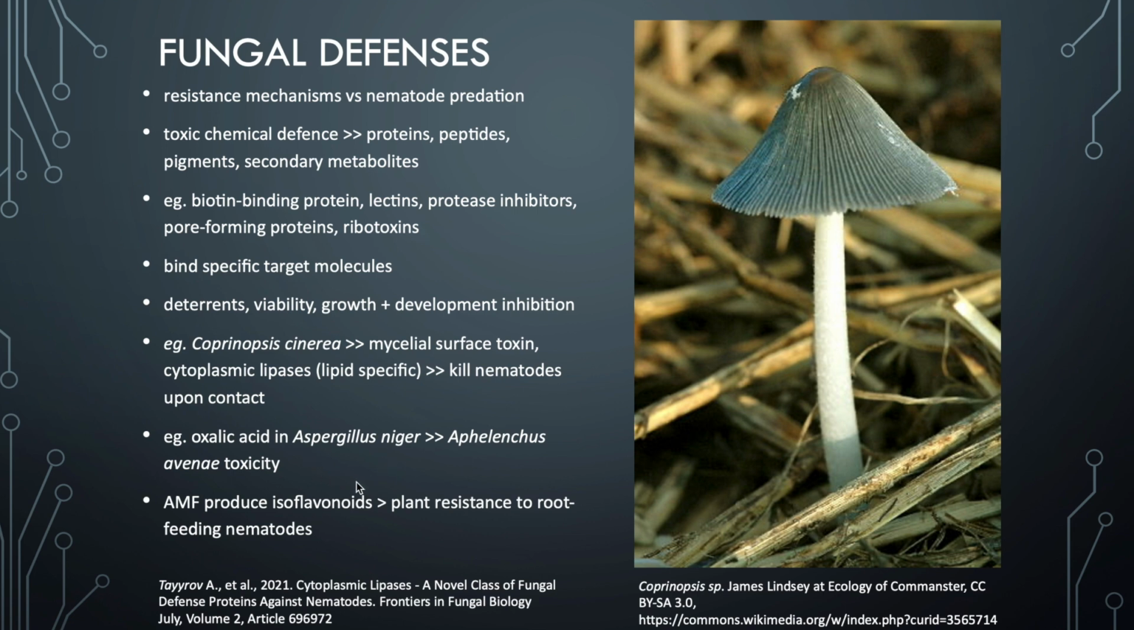Another example of a toxin is that of oxalic acid in Aspergillus niger, and it's toxic to Aphelenchus avenae. Arbuscular mycorrhizal fungi also produce isoflavonoids, and these increase plant resistance to root-feeding nematodes. So these are just examples of the various ways that fungi actually defend themselves against nematodes or are toxic to nematodes.